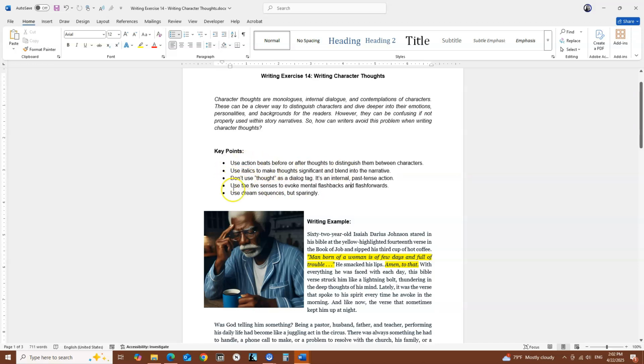And the last key point is to use dream sequences, but sparingly. It's sparingly here because dream sequences can be overdone if you use them too much, especially for chapter openings. So I don't really advise that one use them too much, but just in a significant way. For example, maybe there's something that happened in a character's life that they're haunted by, that they end up dreaming about, for example, is when you can use dream sequences.